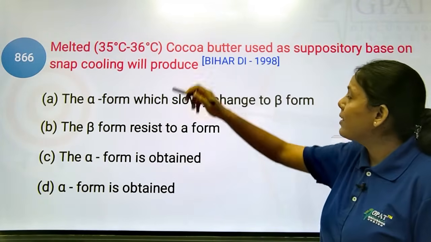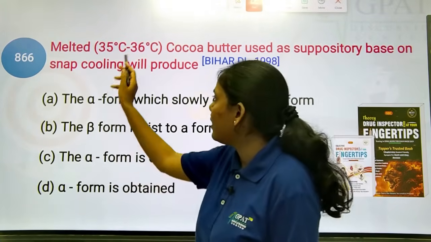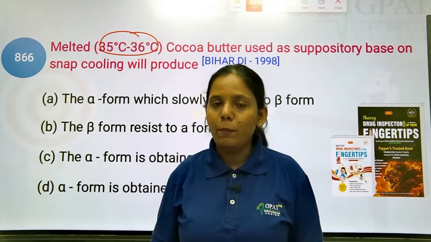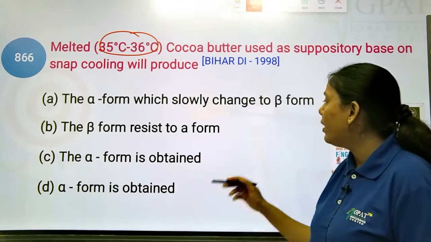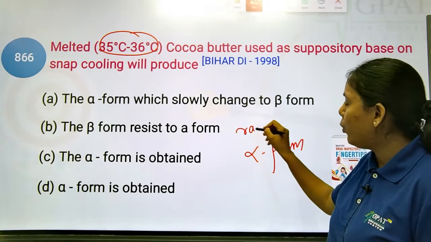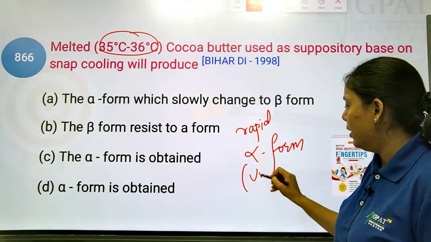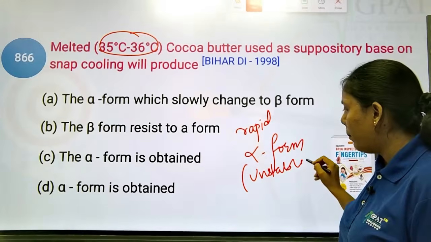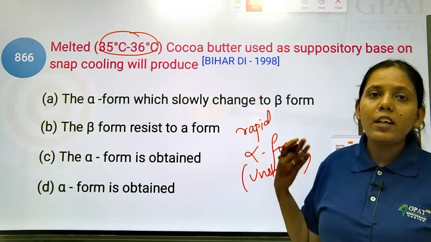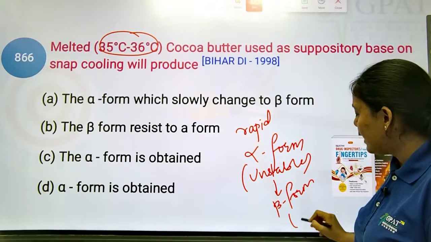So what happens is, when you melt this cocoa butter at 35 to 36 degrees Celsius, this is melting at body temperature. Now when you snap cool, meaning when you rapidly cool the cocoa butter, it gets converted into alpha form. Because of this rapid cooling, it gets converted to the alpha form, which is unstable, like crystals will form, and around 18 degrees Celsius, slowly it starts changing into the beta form, because beta form is the stable form.